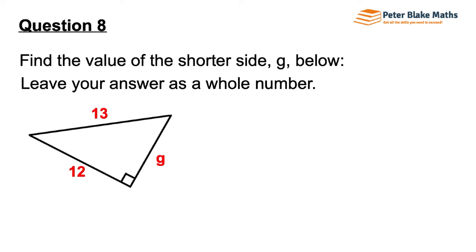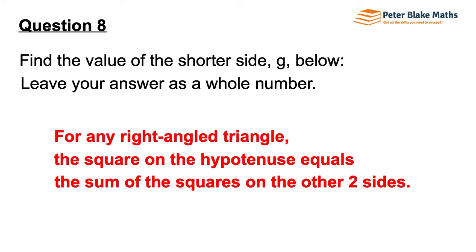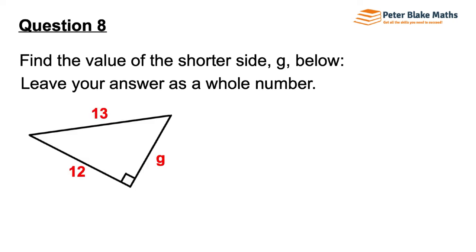Question 8. Find the value of the shorter side, g, below. Leave your answer as a whole number. As usual, for any right-angled triangle, the square on the hypotenuse equals the sum of the squares on the other 2 sides. So the hypotenuse here is 13. We're going to start off with the g here.